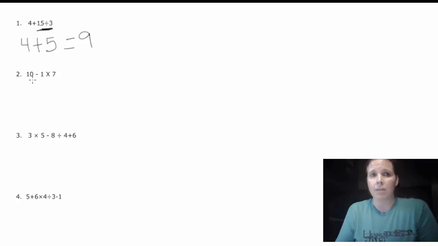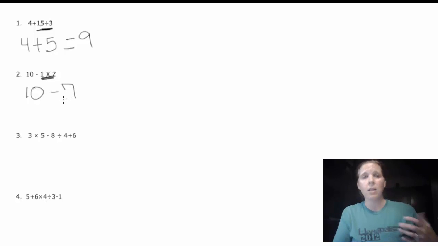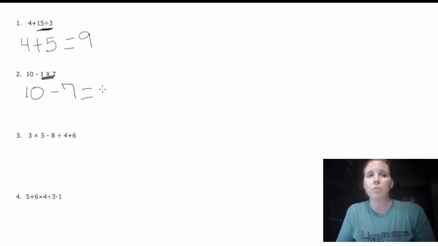Coming down to the next one. 10 minus 1 times 7. Again, you're going to do the multiplication and division first. 1 times 7. Go ahead and write the rest of the problem out. Why do I have you write it? Because you have to show your work in my class. It's just how it is. And these problems are going to get harder and harder, and you need to show your work. You just need to get practicing that.